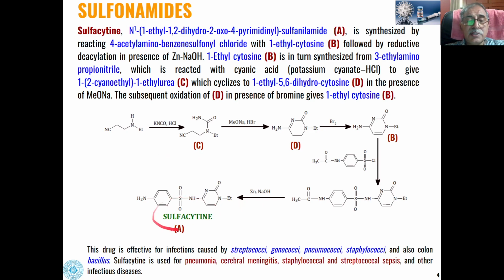And these sulfonamide drugs are effective for infections caused by streptococci, gonococci, pneumococci, and staphylococci. They are used for pneumonia, cerebral meningitis, staphylococcal sepsis, and other infectious diseases.